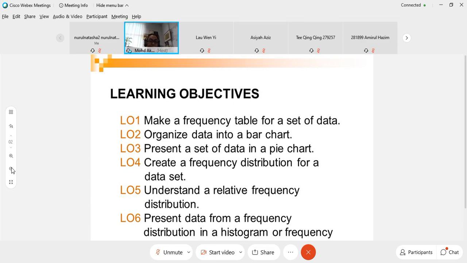Okay. In this topic, we learn a lot about the frequency table, how we show the descriptive statistic. Okay. Just now, our friend told us that frequency statistic means we show the data in a bar chart, a pie chart, or another concept of descriptive statistic. Okay. So this one is the learning objective on this topic.